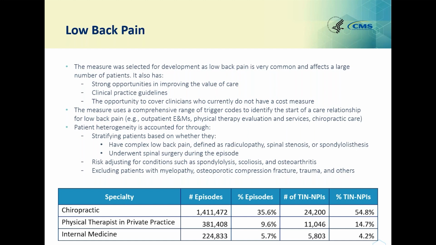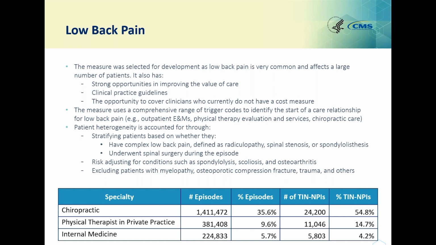We expanded this measure concept to also bring in other clinicians who play a role in the outpatient management of low back pain. As such, the measure uses a broad range of trigger codes to identify the start of a care relationship, including outpatient E&Ms, therapy evaluation and services, chiropractic manipulation, osteopathic manipulation, imaging, spine injections, and others. These services must be accompanied by a low back pain diagnosis code.